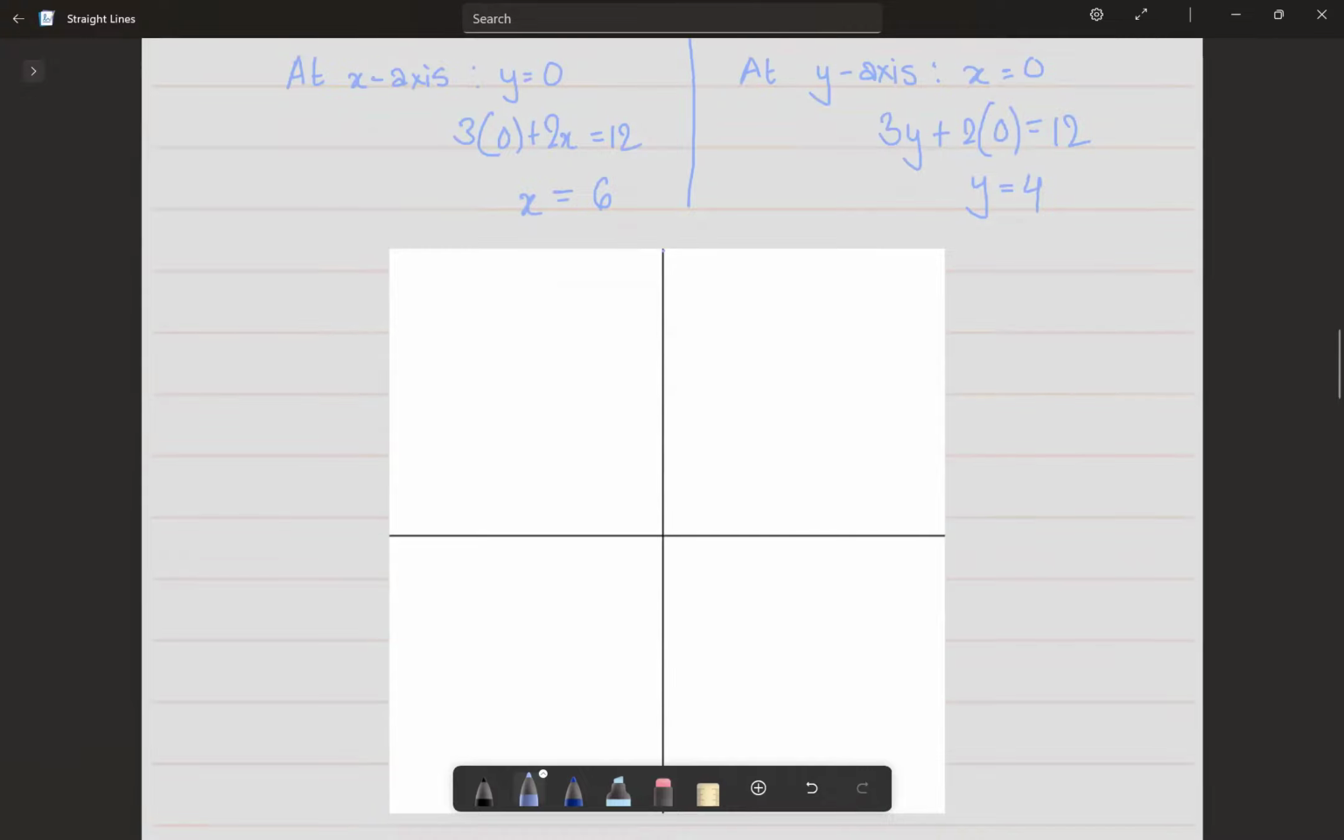We will plot these two points. So let's say this is 2, this is 4, and in here we have 2, 4, and 6. So x is equal to 6, y is equal to 4. Now, if we join these 2 points, we will get the line that we are asked to sketch.